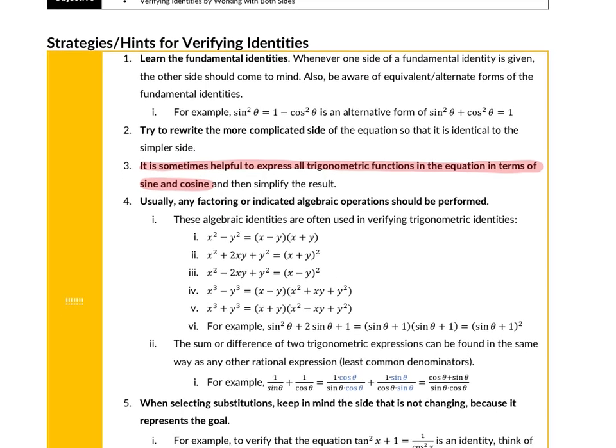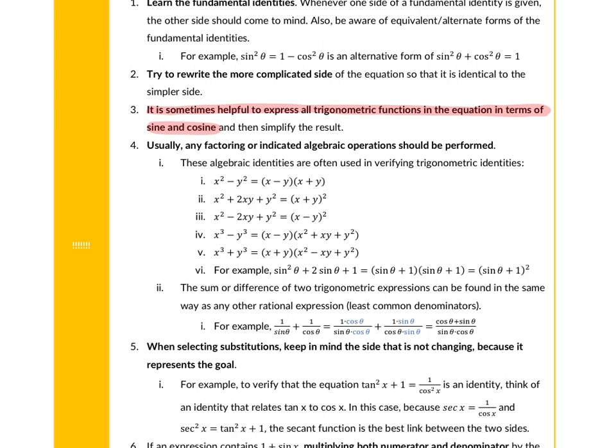Tip number 4, usually any factoring or indicated algebraic operations should be performed. So if you notice you can factor something using a pattern that we have, or even just taking out the GCF, we're going to want to do that because that allows us to see different parts of the equation. So I have examples here of different types of factoring. Part number 1 is the difference of two squares. Number 2 is called a perfect square factoring. These are like basically shortcuts, so you don't have to factor by hand.